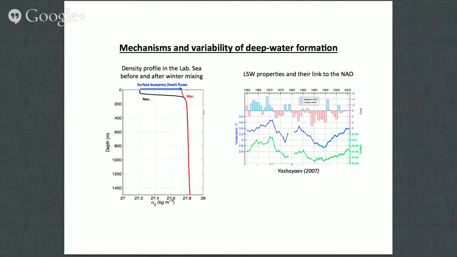And you can see this right panel shows the temperature, blue, and salinity properties of Labrador Seawater, which is the product water of deep convection. You can see there's a strong correlation between these Labrador Seawater properties and the NAO, where the sign is reversed here. So the red is positive and the blue is negative phase of the NAO. So when you have a positive phase of the NAO, you can see this strong cooling in the Labrador Seawater.